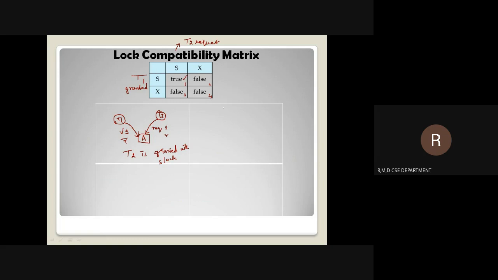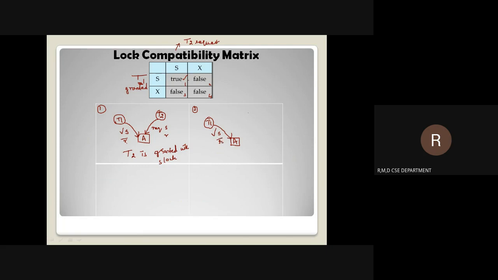And the second square which I want to explain. Let us consider again the same data called A. The transaction T1 is already granted the shared lock. So let us assume that in this box, T1 is already granted the shared lock on A. With the shared lock, what operation can it do? It can perform only read. So, read is in progress.